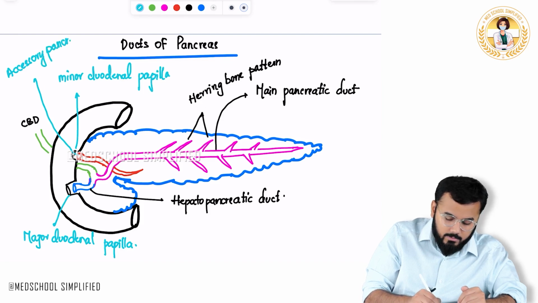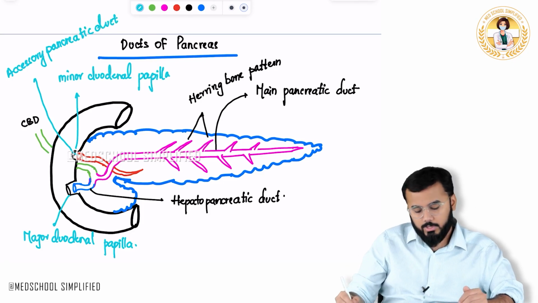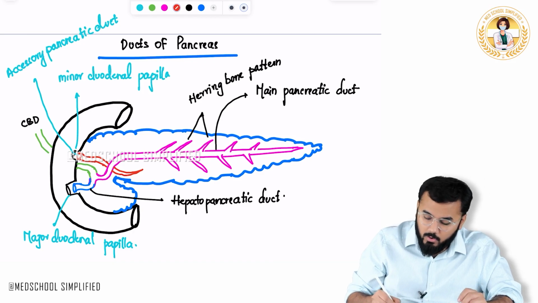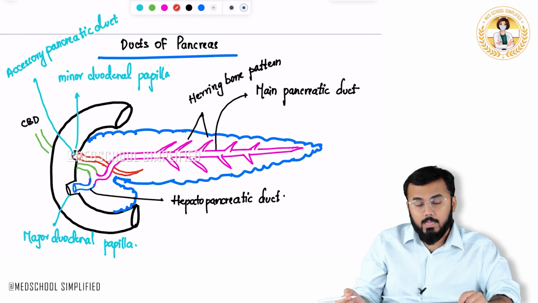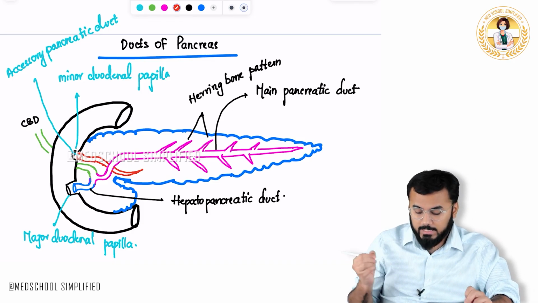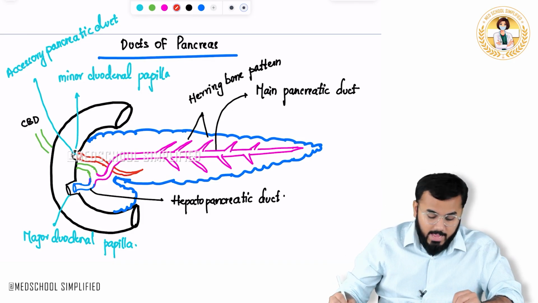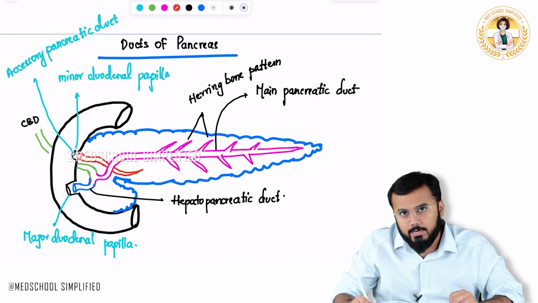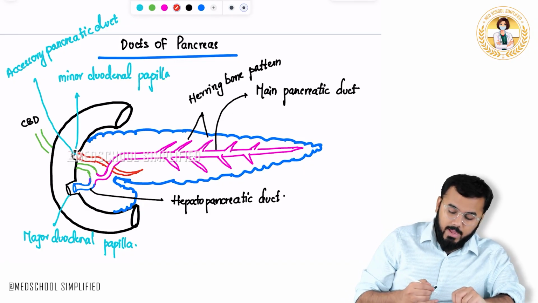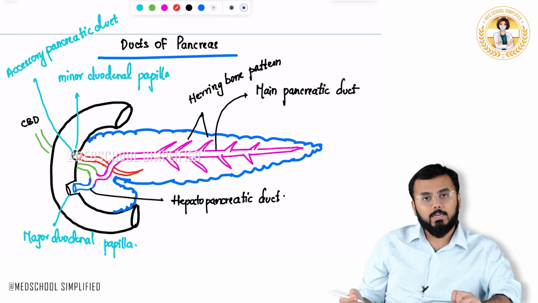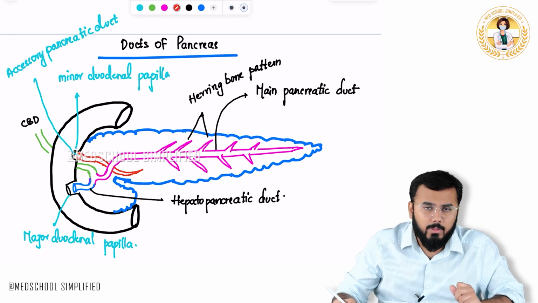Accessory pancreatic duct. So here we discussed that there is something called the main pancreatic duct. The main pancreatic duct joins with the common bile duct and forms a duct called the hepatopancreatic duct. And next on the top we have another duct called the accessory pancreatic duct. You should know that the accessory pancreatic duct opens into the minor duodenal papilla, whereas the hepatopancreatic duct opens into the major duodenal papilla.